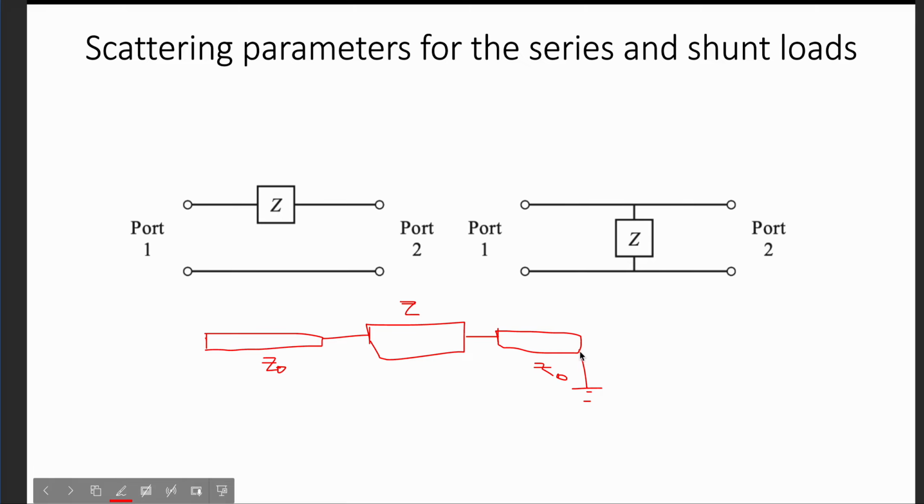When you say your port 2 is short circuited, that means this is port 1, and it will see a characteristic impedance of Z0, and therefore your actual load will be Z plus Z0 here, because now it's short circuited. Is it clear? Yes, sir. Okay.